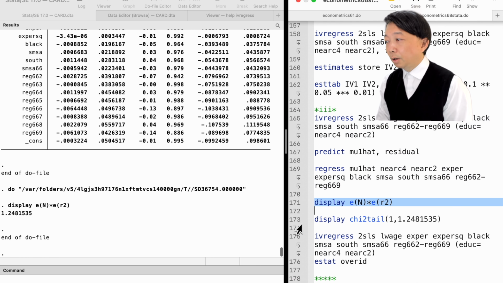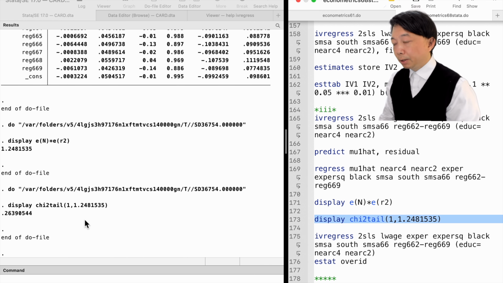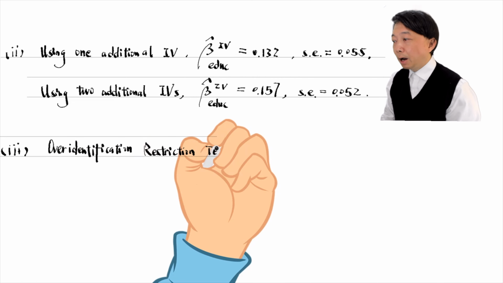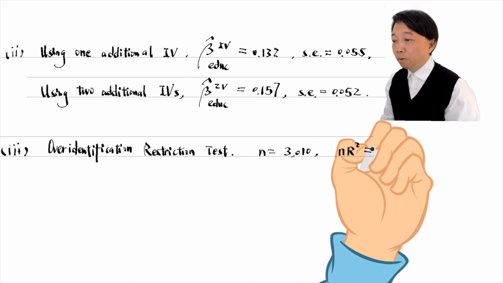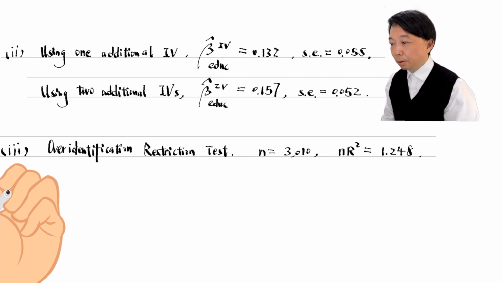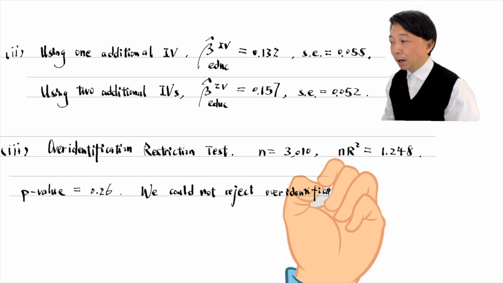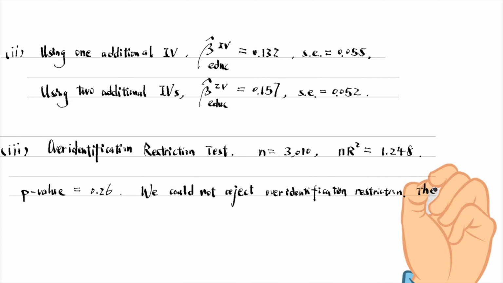In our case, n equals 3010. n times R-squared is 1.25. The p-value is 0.26. We could not reject the null hypothesis. The two IVs pass the over-identification test, and we conclude that there is no evidence that some IVs are endogenous.